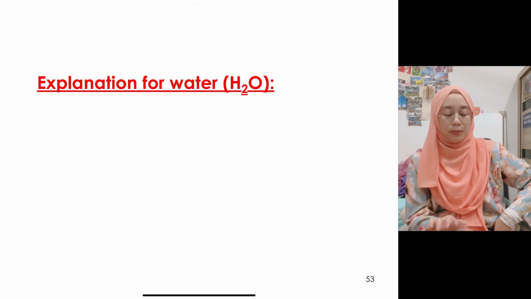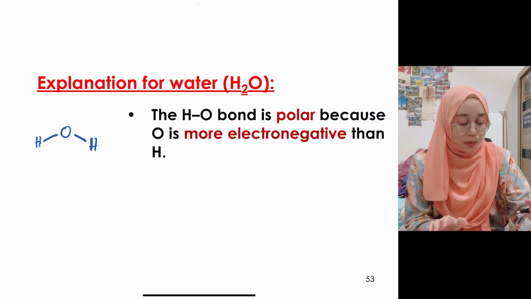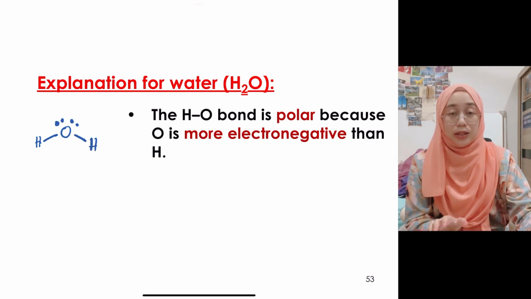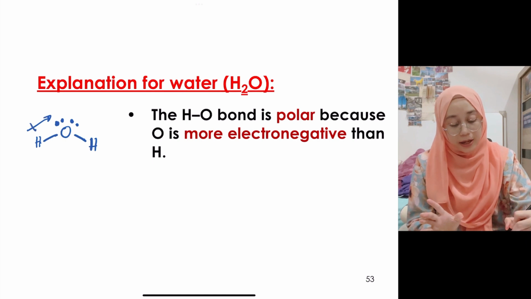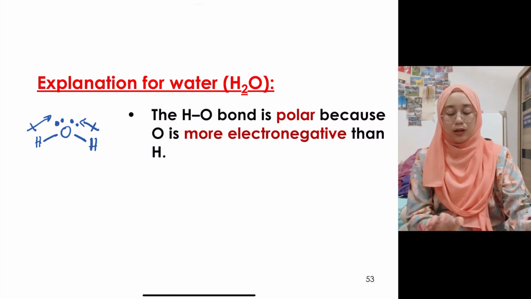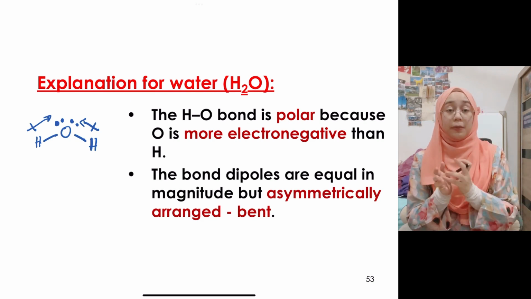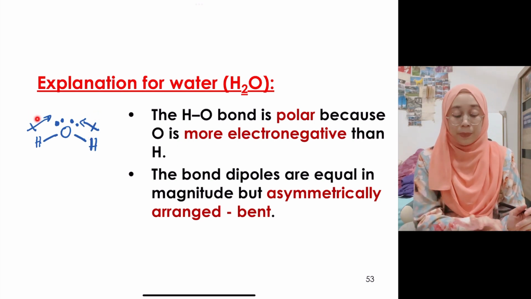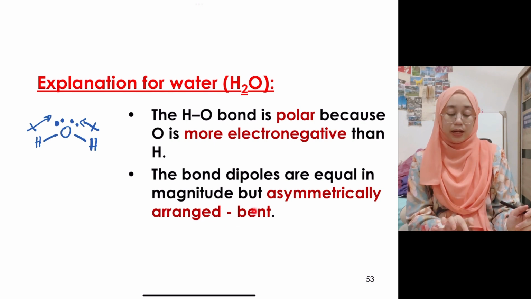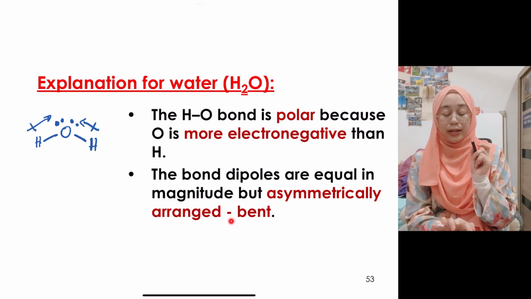Next part, we go to water. So for water, we have the OH bond here. The OH bond is considered a polar bond because there is a different electronegativity between those two atoms, whereby O is more electronegative. So it becomes like this. The bond dipoles are equal in magnitude. If the magnitude of the OH bond is X, then the value here is X, and the value here is also X. But this is said to be asymmetrically arranged, and its shape is bent.